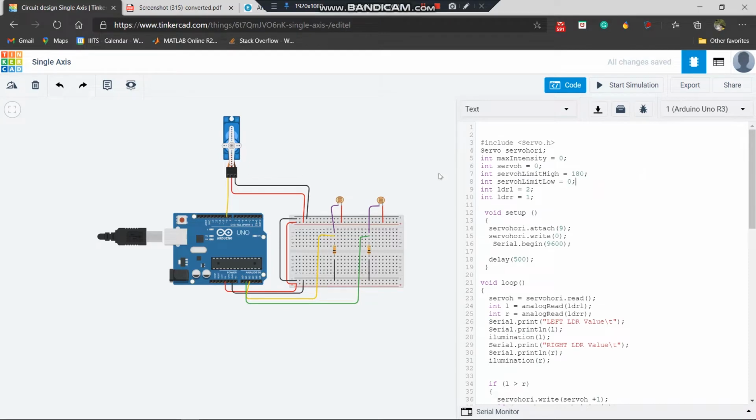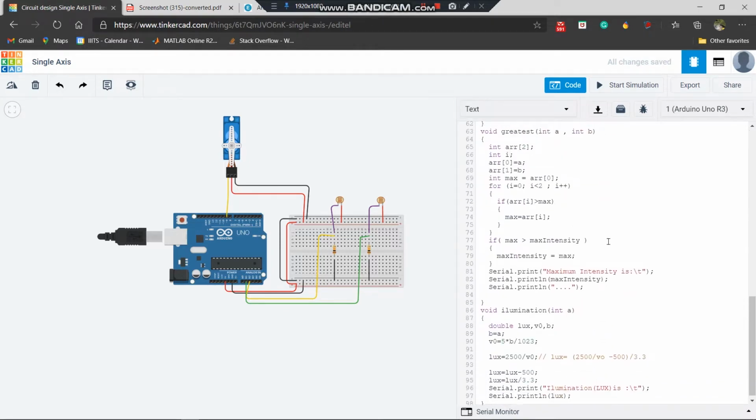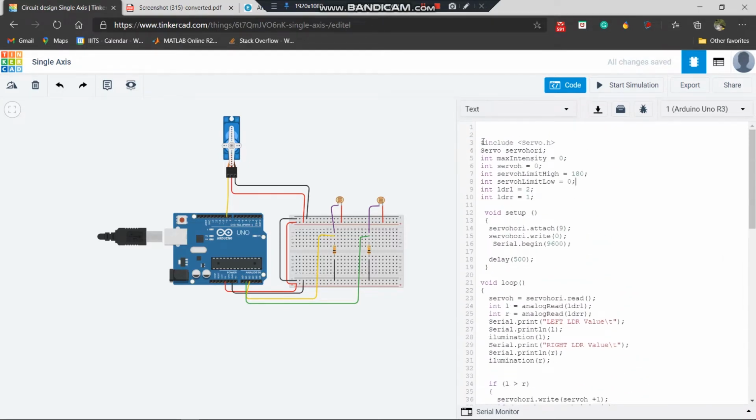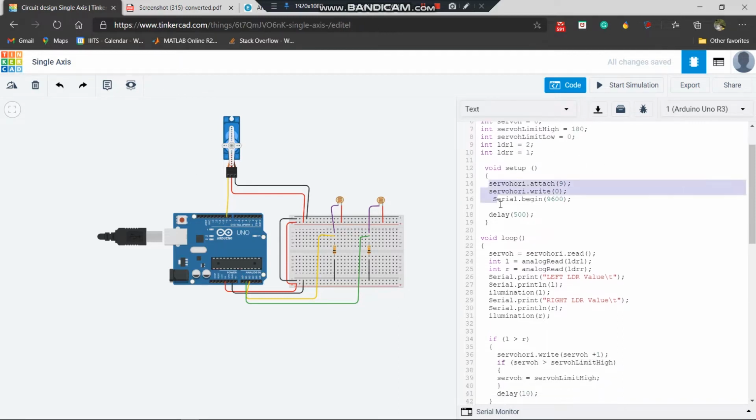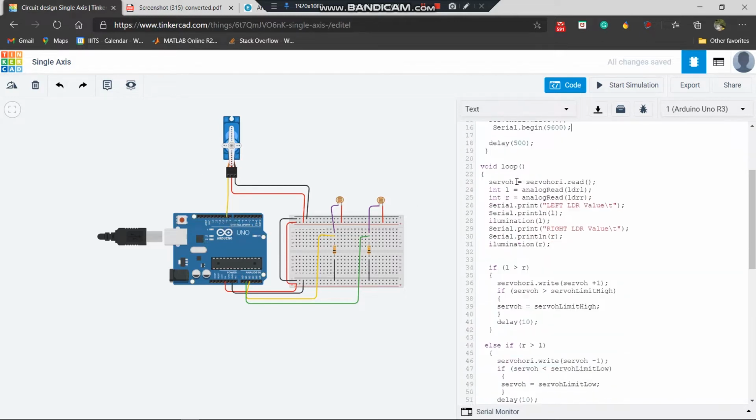This is the code of our single axis solar tracker. At first we are defining the servo motors and the pin connections of the LDRs and initializing the servo angle to 0 and the limit, 180 and 0 are the limits of the servo angles. In the void setup we are connecting the servo motor to analog pin 9 of the Arduino.